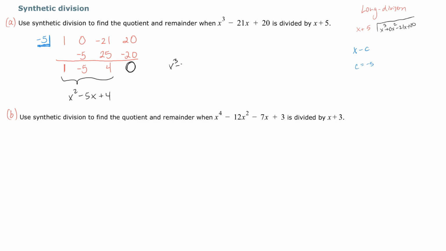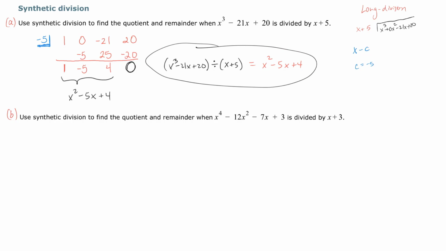Let's summarize what just took place. x cubed minus 21x plus 20 divided by the divisor of x plus 5 gets you x squared minus 5x plus 4. You get a quotient with 0 remainder.